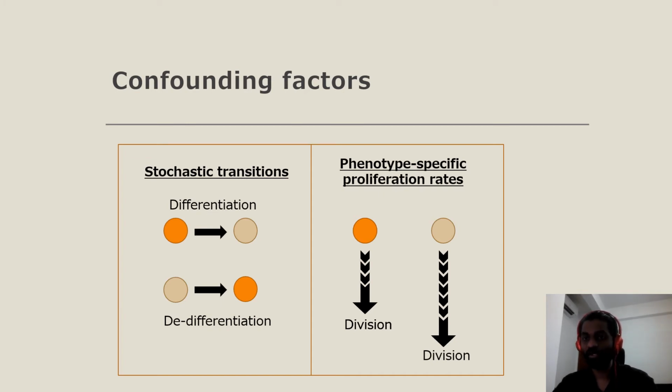Another factor that can confound our transition rate computation is the fact that these different phenotypic states that we're talking about don't always have to proliferate or grow at the same rates. It could be that the stem cell grows at a very slow rate, whereas a differentiated cell grows at a much faster rate. And so this can also affect the overall population dynamics.